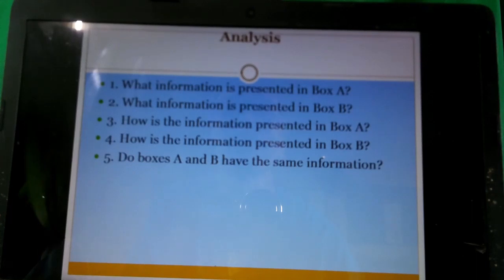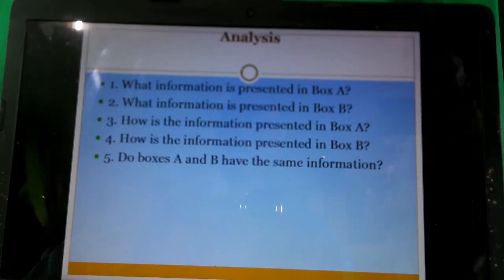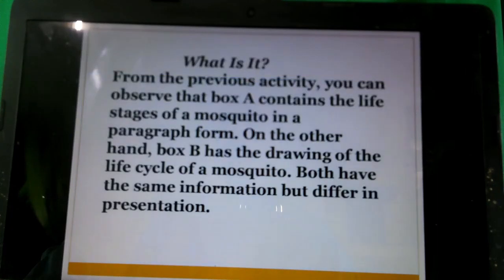Number 1. What information is presented in box A? Okay, very good. Number 2. What information is presented in box B? Yes, very good. How is the information presented in box A? Okay, excellent. How is the information presented in box B? Very good. Number 5. Do boxes A and B have the same information? Okay, very good. Let's proceed.